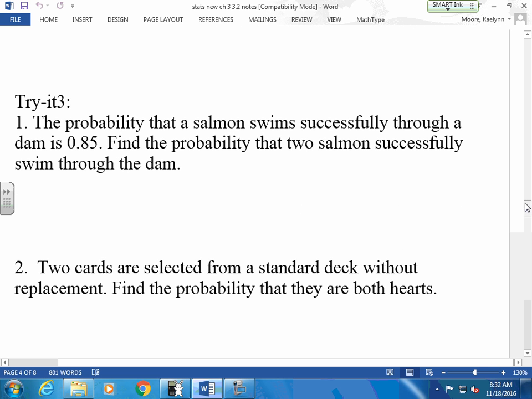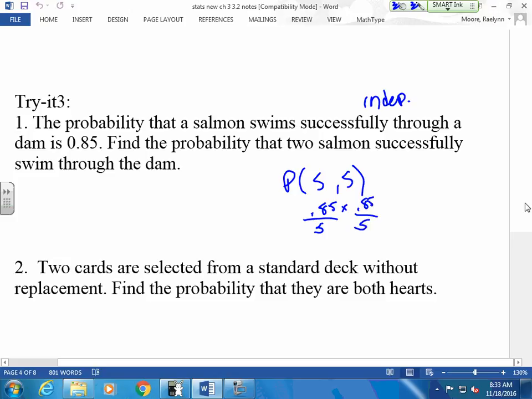The probability that a salmon swims successfully through a dam is 0.85. Find the probability that 2 salmon are successful through that dam. First of all, does one swimming through have any effect on another one swimming through? Does it affect you swimming through that dam if your friend swims behind you and gets through? No. These are independent events. So is this going to change? No. So the first salmon going through is 0.85, 85 out of 100. The second salmon going through is still 0.85. And can't probabilities be decimals?